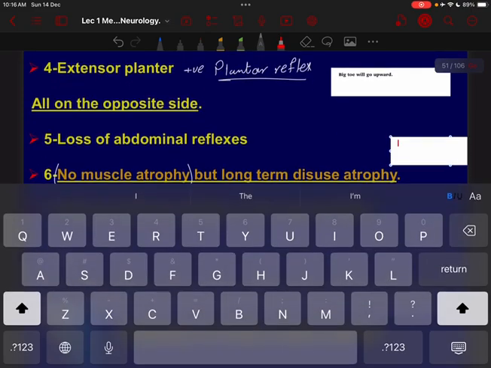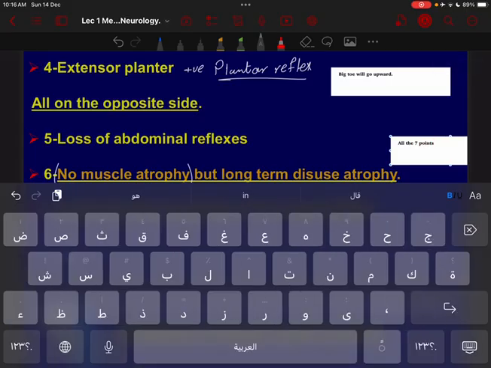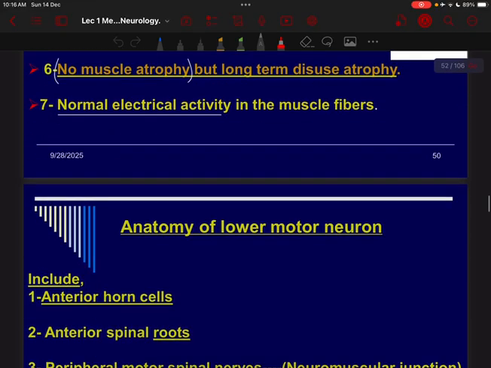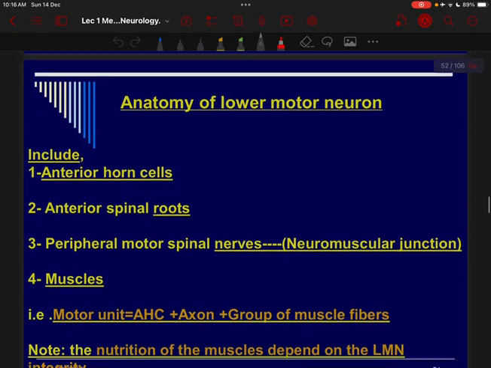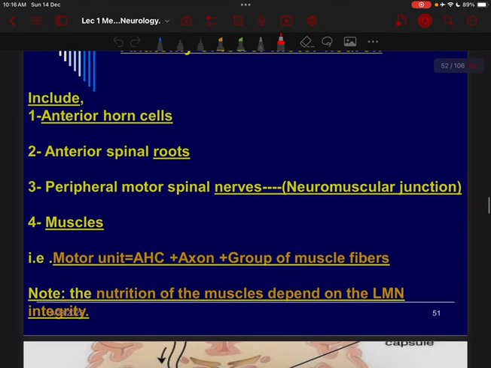We come to the lower motor neuron, and that starts from the anterior horn cell, okay, anterior spinal root, then peripheral nerve, then the neuromuscular junction, then the muscle. And we have a term called motor unit, which you will always see. What do we mean by motor unit? The motor unit is the anterior horn cell plus the axon plus a group of muscle fibers.